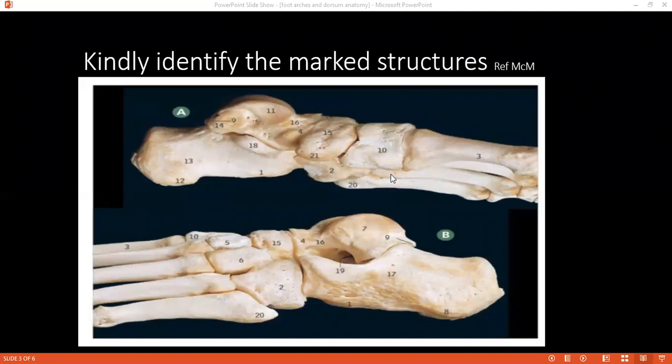Okay, I'm sorry, I got disconnected. No problem. Can you please tell me what are the parts of the foot?